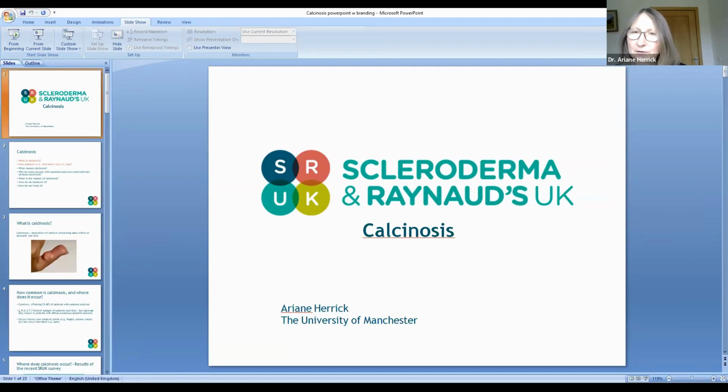So I'm going to cover the different points on the slide here. I'll just run through them quickly and then expand on the individual points. I'm going to talk about what calcinosis is, how common it is, and whereabouts it occurs, and reasons for calcinosis occurring. Why do some people and not others with scleroderma develop calcinosis? What is the impact of calcinosis on the individual? How do we measure it and how do we treat it? I'm going to start off by talking about what calcinosis is and how common it is.